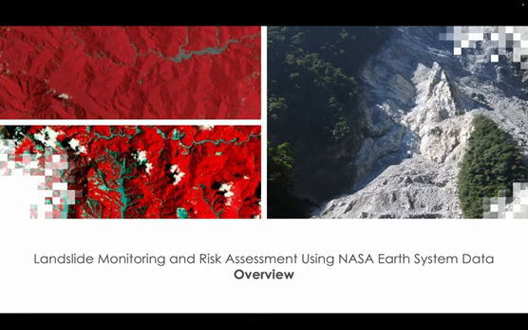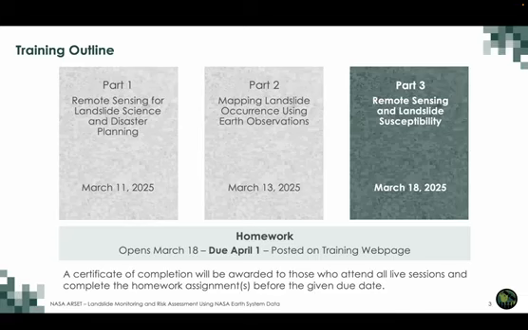The following slides provide an overview of the training. Over these 2 weeks, we've learned about remote sensing for landslide science and disaster planning in Part 1, mapping landslide occurrence using Earth observations in Part 2, and today we'll be learning about remote sensing and landslide susceptibility. All materials and recordings from each session can be accessed from the training webpage. If you were not able to attend one part, all recordings are available on the RSET training webpage.